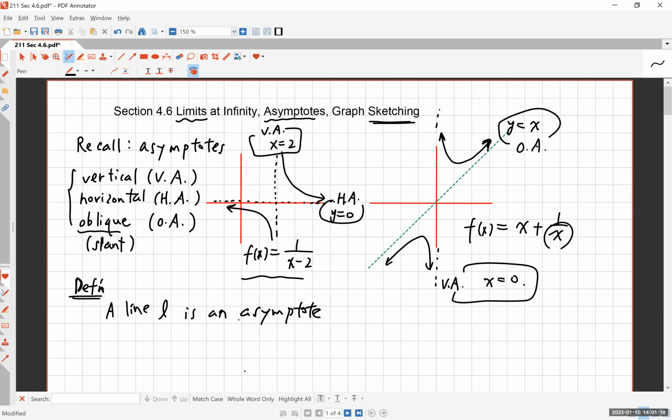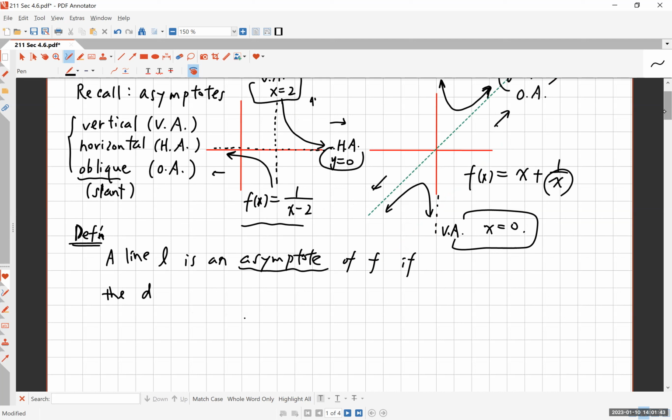This is, by the way, an unofficial definition, but it's pretty close to the official definition. A line L is an asymptote of F if what? The idea is, as you go farther and farther to the right or to the left or up and down or away from the origin in all kinds of directions, right? And it doesn't specify which direction you go to. You just have to go farther and farther away from the origin. That's a hard thing to describe mathematically, but we can try to do that.